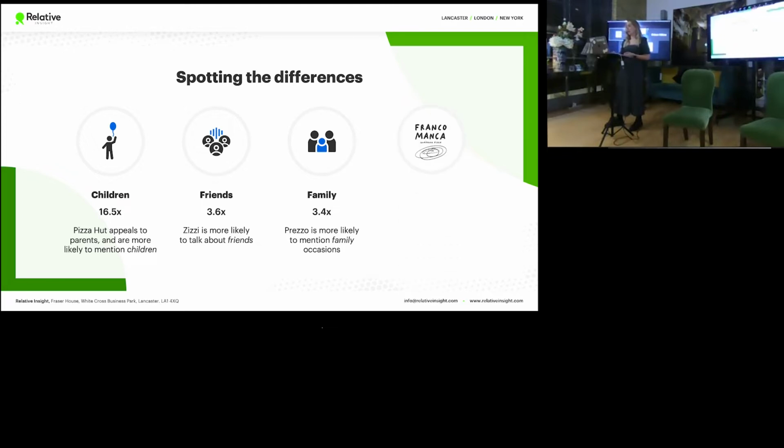We've also got Franco Manca, and they are infinitely more likely to mention sourdough. So this means that sourdough is mentioned by Franco Manca, but not mentioned at all by the other brands.